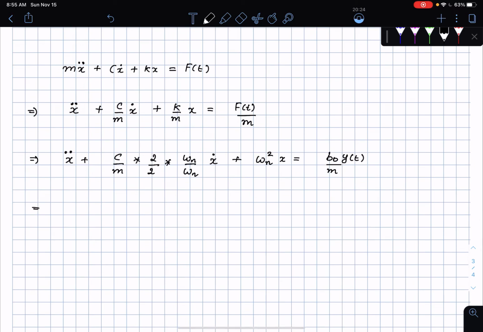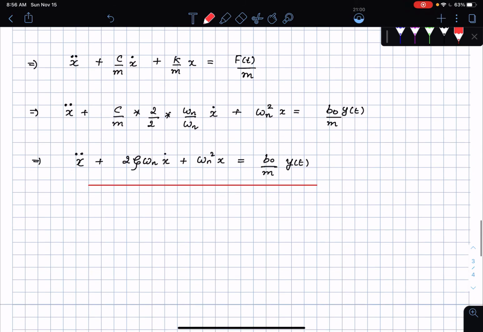Or I can write this as x double dot plus this entire combination, c by 2m omega n. I'm going to combine all of these terms together, and that's going to give me zeta. So that I'm going to end up having x double dot plus 2 zeta omega n x dot plus omega n square x. This is equal to b naught by m times y of t. This is one way of writing the standard form.